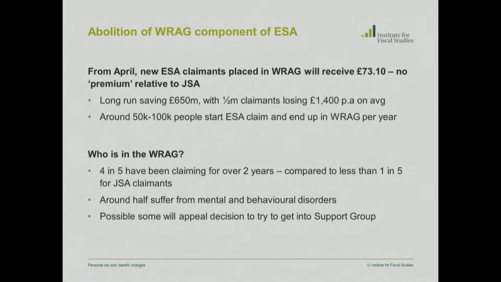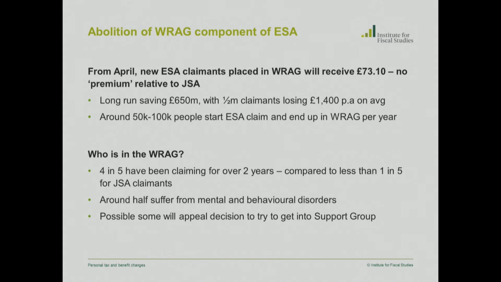Another one is the rather technically named abolition of the work-related activity group component in employment and support allowance. What that means is that if I claim employment and support allowance, the government can either say no, you're not disabled, you should be on JSA, or it can put me in a support group, which says you're not capable of any form of work-related activity, or I can be in the work-related activity group, which is I'm not able to work right now, but I'm capable of work-related activity. At the moment, that group receives a premium of about £30 a week over the JSA rate. But for new claims from April, if you get put in that group, you don't get any premium at all.